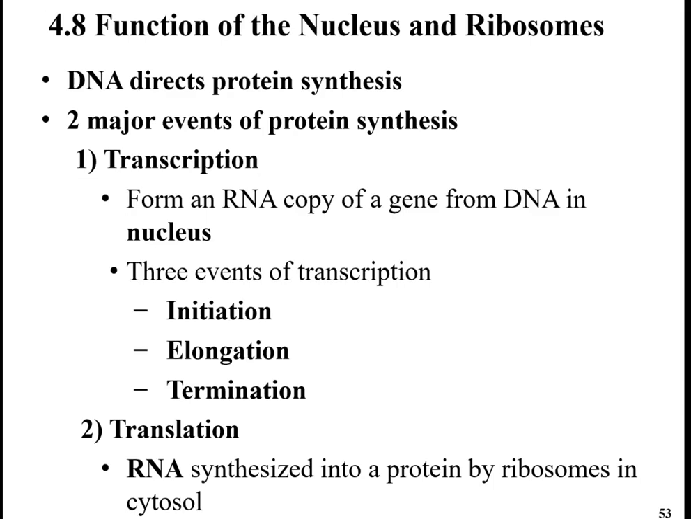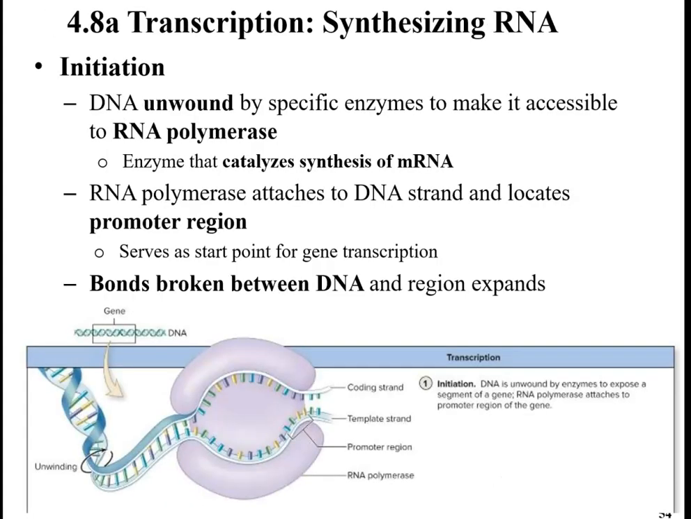DNA directs the protein synthesis. We said there's transcription, which forms an RNA copy of a gene from DNA in the nucleus. And there are 3 events of transcription. There's initiation, elongation, and termination. And then there is number 2, translation, where the RNA is synthesized into a protein by ribosomes in the cytosol. So let's start with transcription.